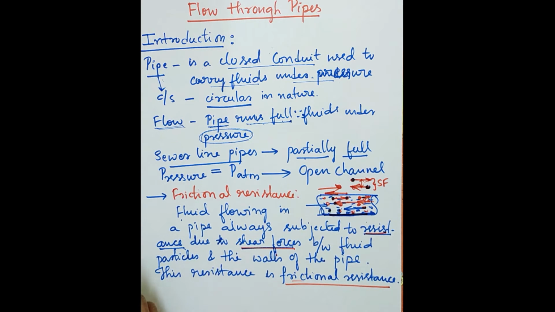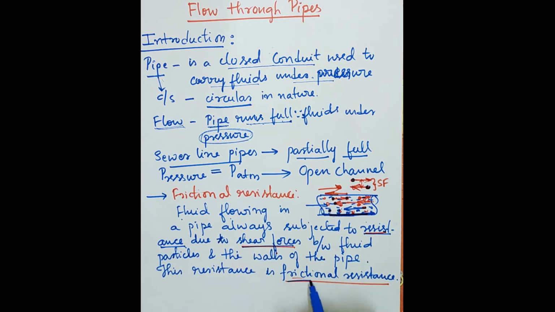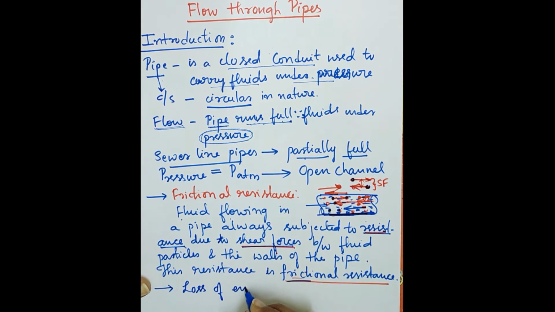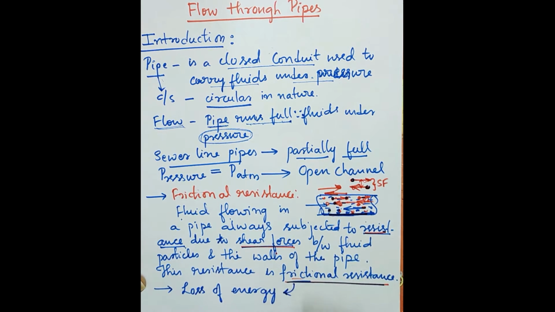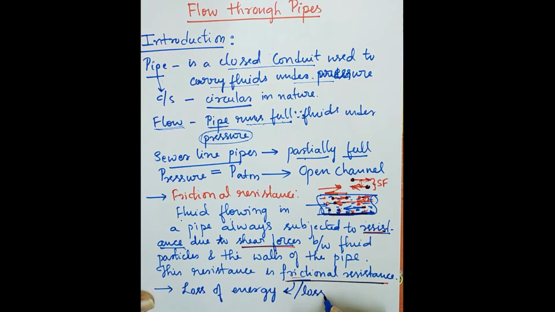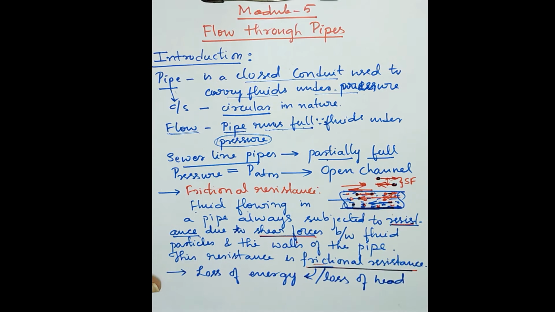And what happens due to this frictional resistance? Once the resistance has developed due to this frictional resistance, there will be losses. That is, a loss of energy is going to occur. So due to this frictional resistance, whatever the loss of energy, or we can say the loss of head, it may be loss of energy or loss of head.